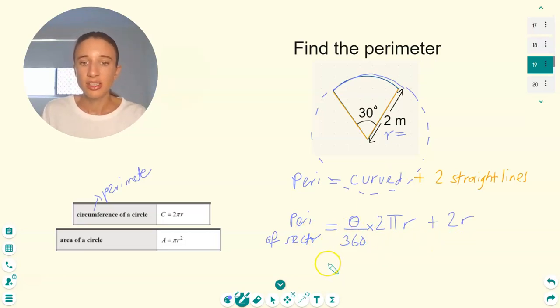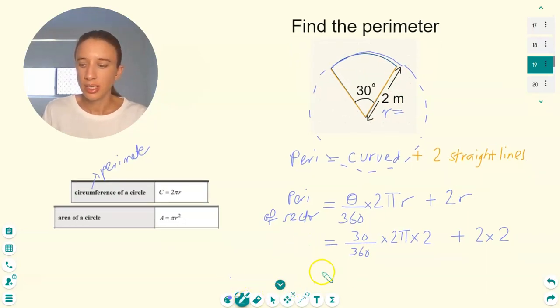Okay, so then we just substitute in. We've got 30 over 360 times 2 pi. And we know the radius is 2. The radius is half the distance across the circle. And then we've got our 2 straight bits, so 2 times r. And if we come over here, we can do that. So you might want to simplify it a little bit before you put it in your calculator. But I'm just going to check it in my calculator for time's sake.